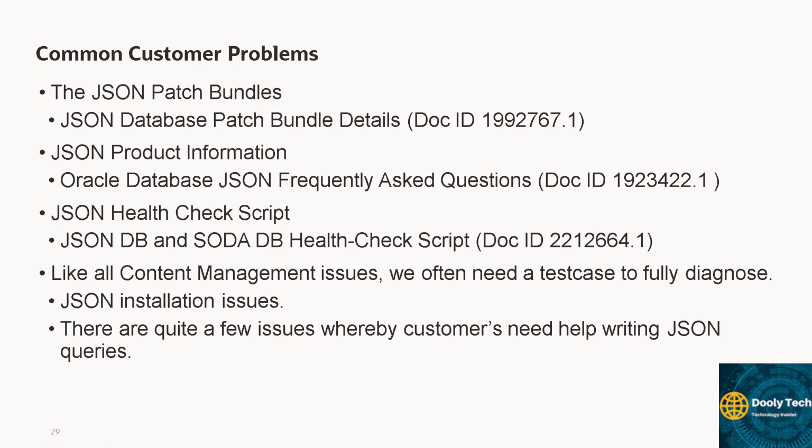Like all content management issues, we usually need a test case. The JSON installation issues are pretty common errors we get, like all the invalid components. We typically want to look at the invalid objects, DBA errors to see why they are invalid. Then we can often rerun the scripts if we're getting invalid objects, depending on the reason why they're invalid, which we decide how to handle.